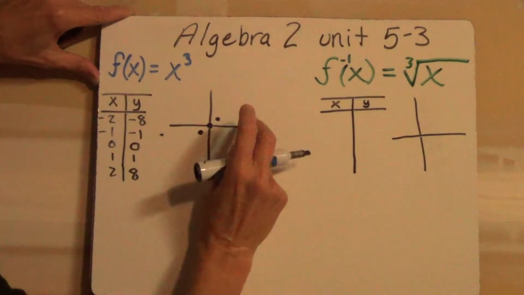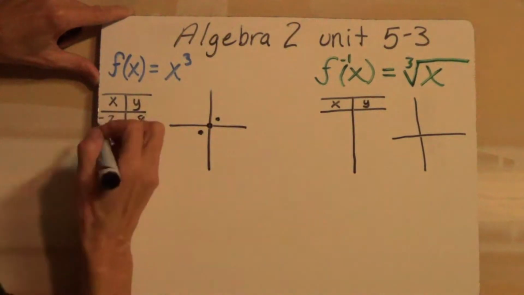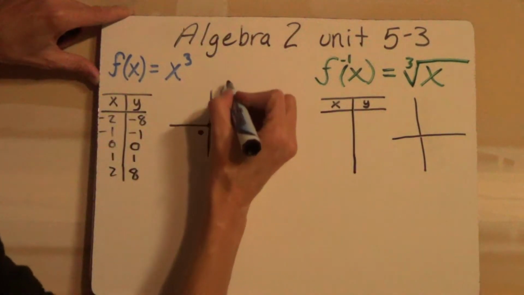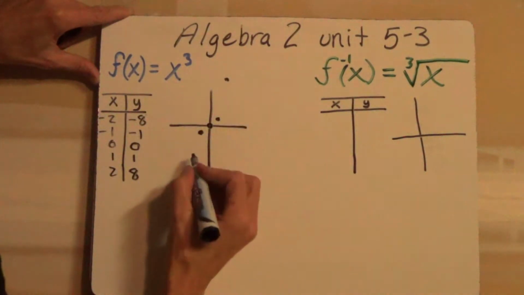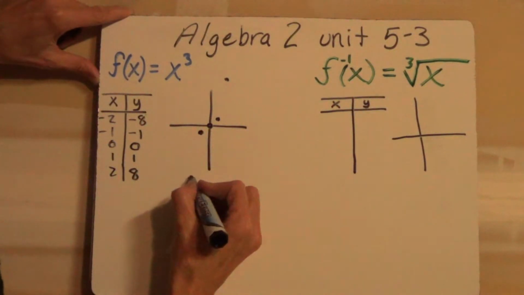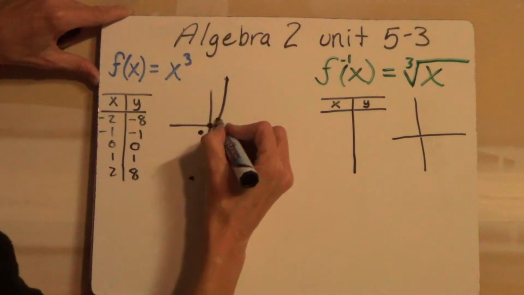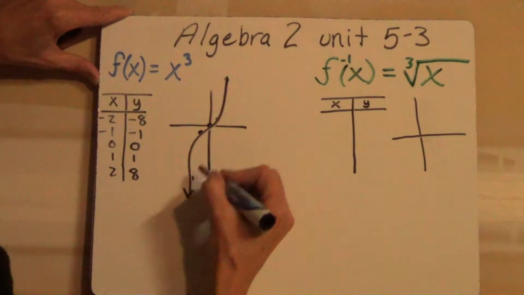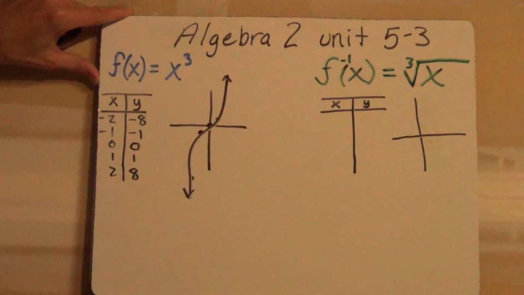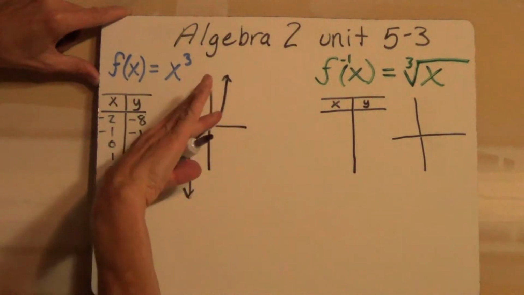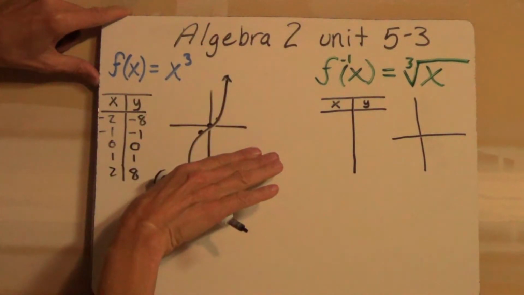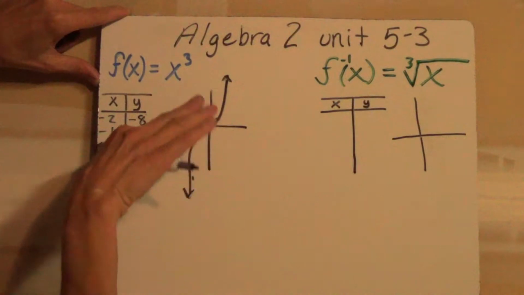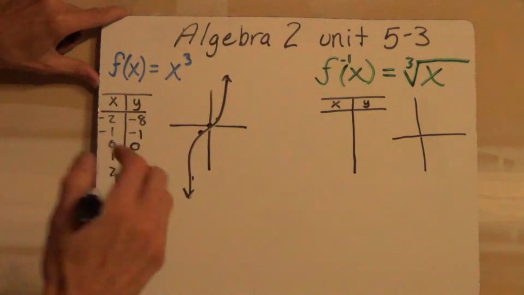Out here at 2 it's 8, and at -2 it's -8. You guys graphed this in the last class, so it should look familiar. So if you think about inverse, you're going to be reflecting this over that diagonal. Let's look at what happens.